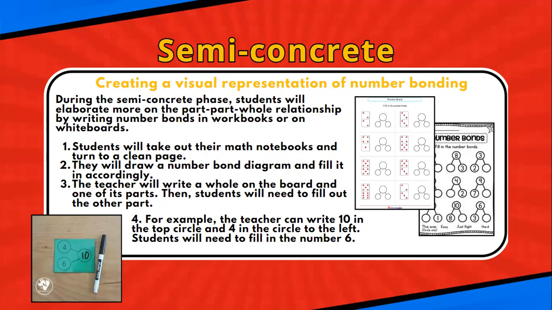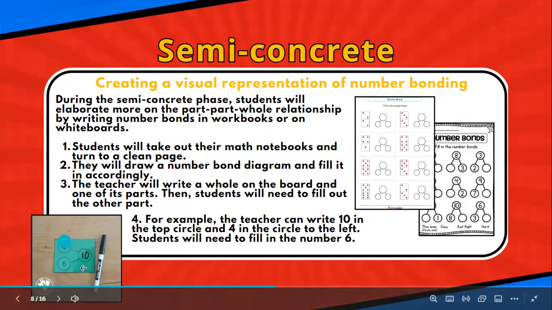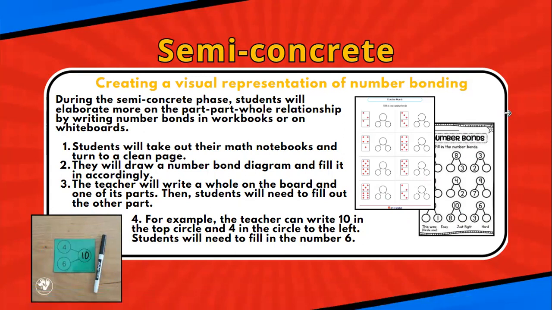So just going off what Billy said, during the semi-concrete phase, students will elaborate more on the part-part-whole relationship by writing number bonds in workbooks, on worksheets, or on whiteboards. Just like in this picture, this is an example of what it would look like on a whiteboard, something that they could change. And then these are representations of worksheets that students can possibly do.